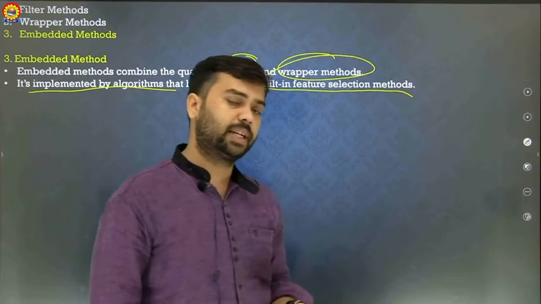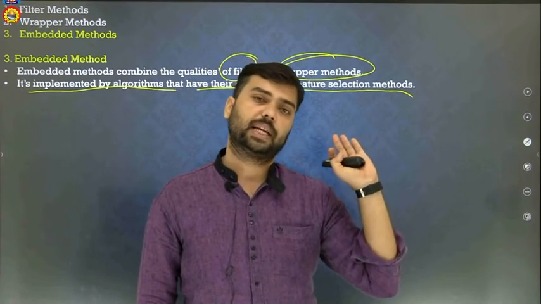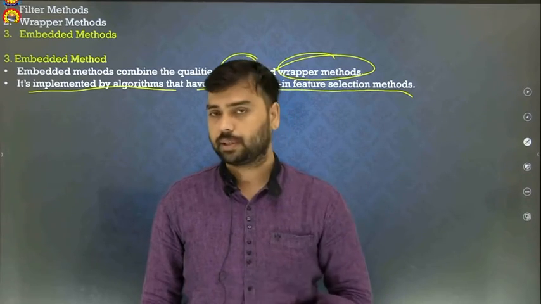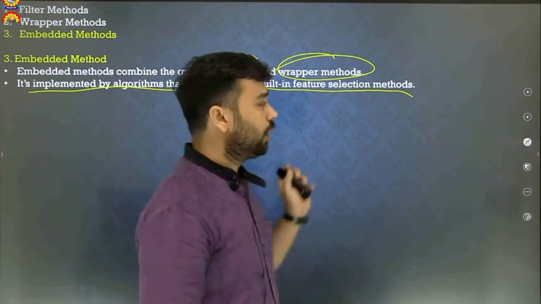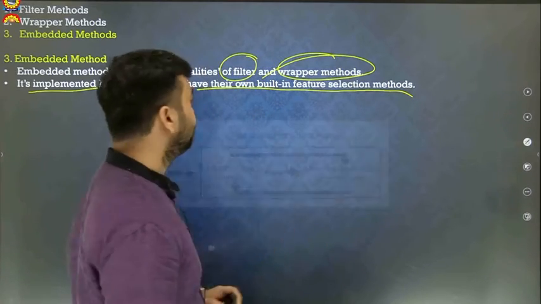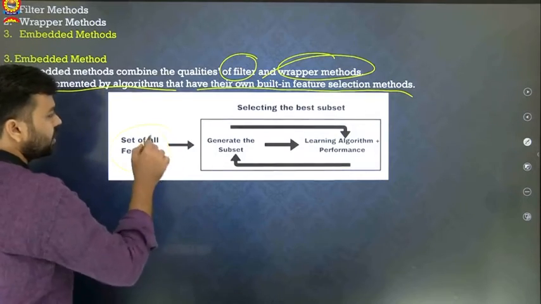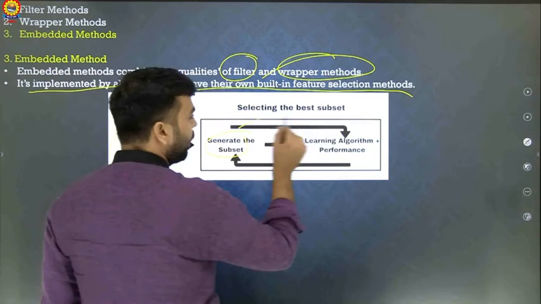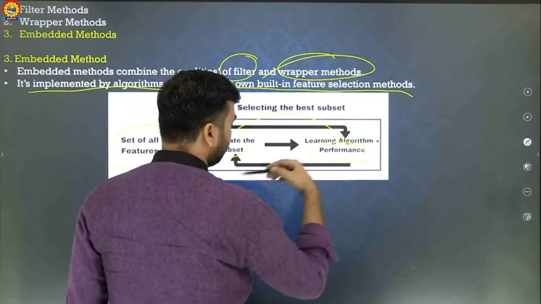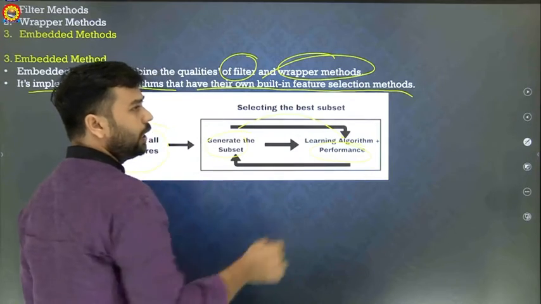Own feature selection means, till now, how did we select the features? In the wrap method, we select the features on the basis of performance, and in filtering, we select the features on the basis of the score. Now it has its own method. So it is something like this: we have all the features, we generate the subset by its own method, we apply it to the algorithm and check the performance, and again we select the subset and repeat this iteratively.